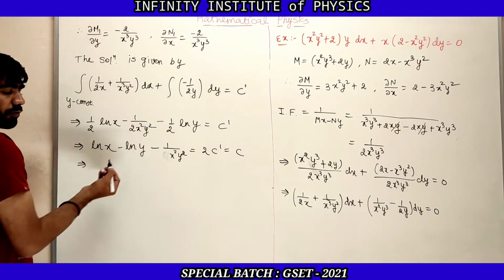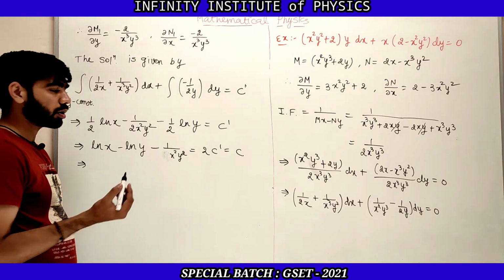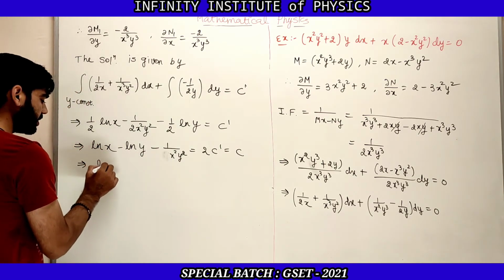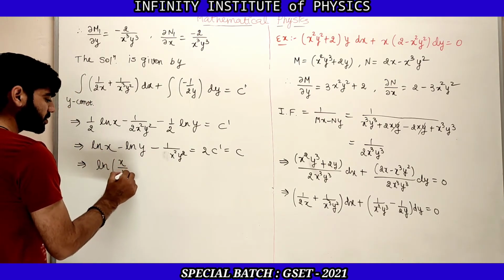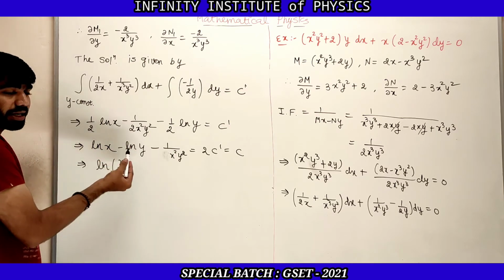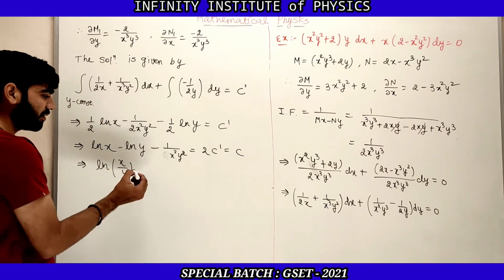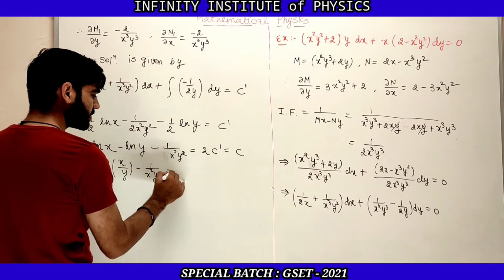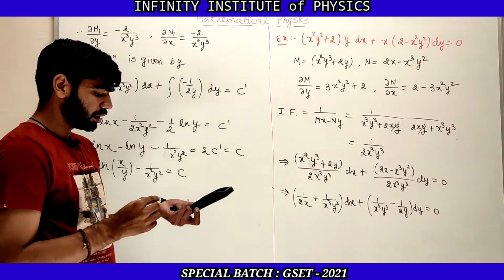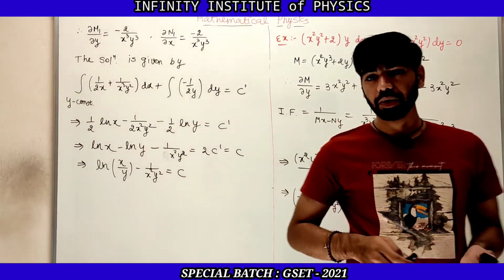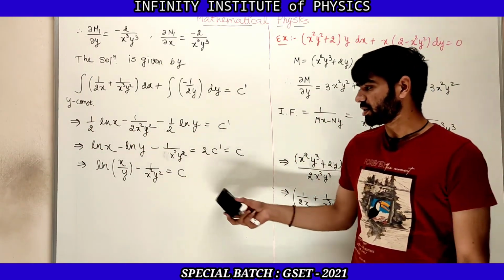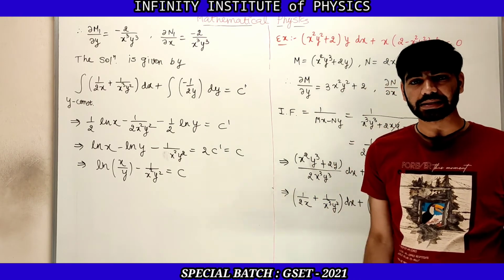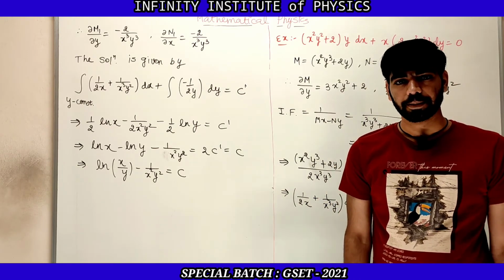Now we have properties of logarithm. If we have log a minus log b, then it can be written as log a by b. So here we can write ln x minus ln y as ln of x by y, minus 1 by x square y square, which is equal to c. And this is how we can find the answer. This is the final answer where c is any constant.